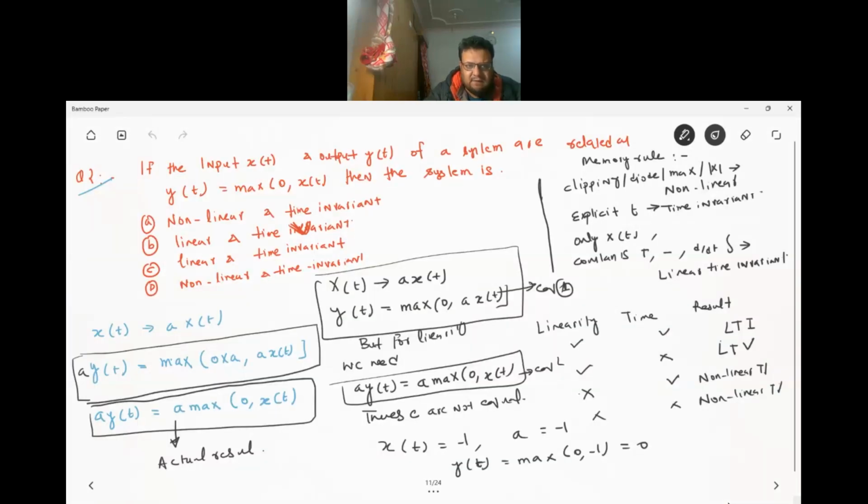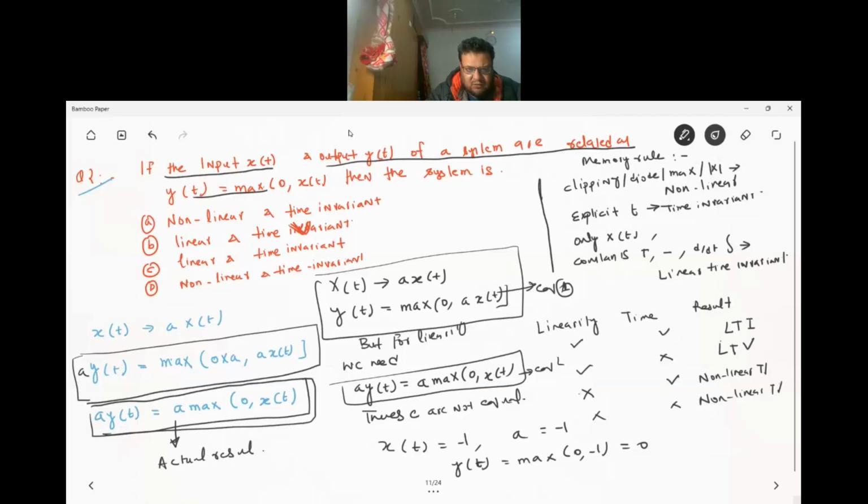So this was asked in the GATE. Now see here, one of the questions is given: if the input x of t and output y of t of a system are related as y of t equals max of 0 comma x of t, then the system is which of these? Here, notice x of t is given as a x of t. If you multiply with a, y of t would be max of 0 and a x of t. But a y of t should actually result in a into max of 0 comma x of t, right? That is the actual result it should be.